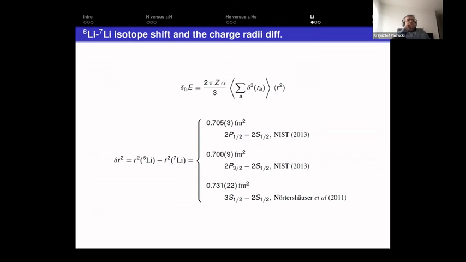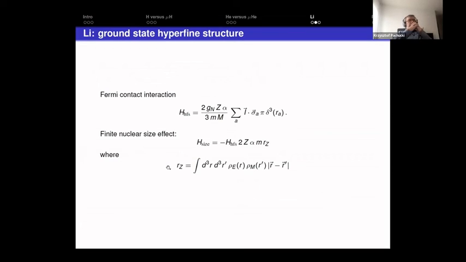But before this, let me mention another isotope measurement between lithium-6 and lithium-7. Here we also have different transitions, 2S to 3P, 2S to 3S. From all these three transitions, we obtain more or less results in agreement. They are less accurate, and maybe because of that, we obtained relatively good agreement for the charge radius difference between lithium-6 and lithium-7. But not for hyperfine splitting, where the situation, as I mentioned, is much more complicated.